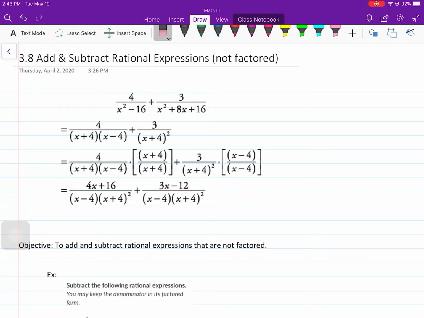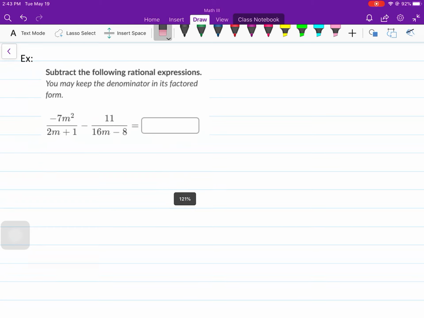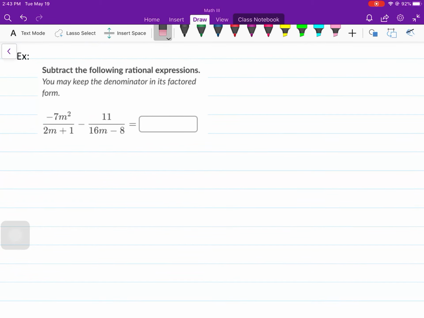So we're going to start by factoring the denominator and then see if there's an easy way to just multiply. Sometimes we have to do it the long way because that's just the way the problem's written. So let's look at this one. Is there anything we could factor out of that? No. So I'm just going to rewrite that. So we have negative 7m squared over 2m plus 1.